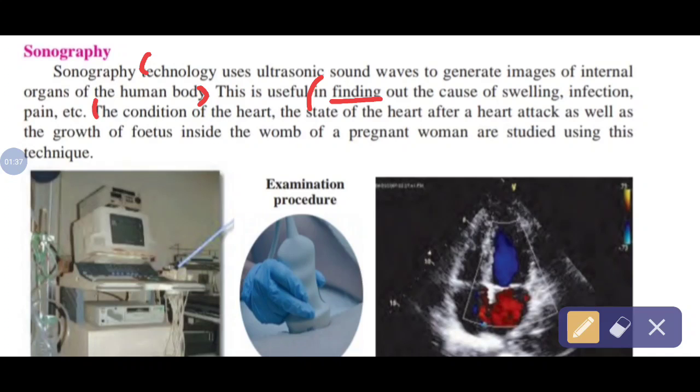Second, the condition of the heart. Third, the state of the heart after a heart attack. And fourth, the growth of the fetus inside the womb of a pregnant woman. How many uses are here? 4 uses. Each use carries half a mark, so that is the 2 mark question. All are getting? Next.